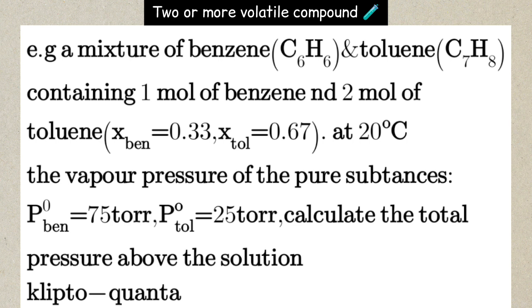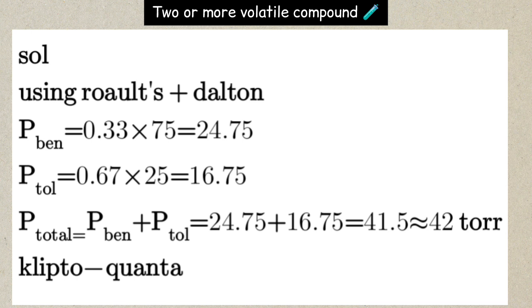Let's take an example on that. It says a mixture of benzene and toluene containing 1 mole of benzene and 2 mole of toluene. So we use the mole to find our mole fraction, and the vapor pressure of those substances is given. We are just to find the total pressure above this solution. So we need to find the partial pressures because those are what we have to add together. From the question, we can apply Raoult's and Dalton's law together to get whatever we need.